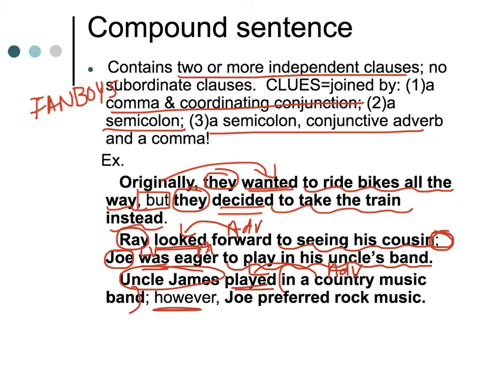Joe preferred rock music. Preferred is the verb. Joe is the subject. Preferred is an action verb. Preferred what? Rock music, direct object. Joe preferred rock music is a sentence. Two whole sentences joined by a semicolon and a conjunctive adverb is a compound sentence.